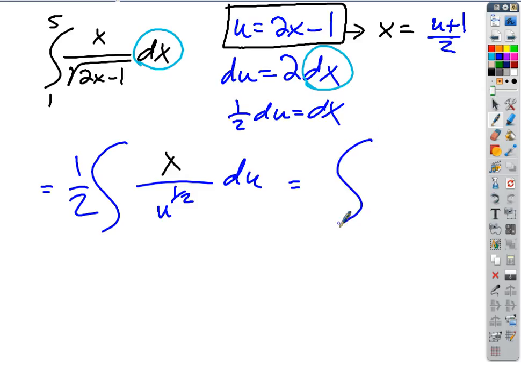Then I've got u to the 1/2 du, and then this x becomes a 1/2. I'll pull it out from the other 1/2 and make it a 1/4. And then I've just got a u plus 1.